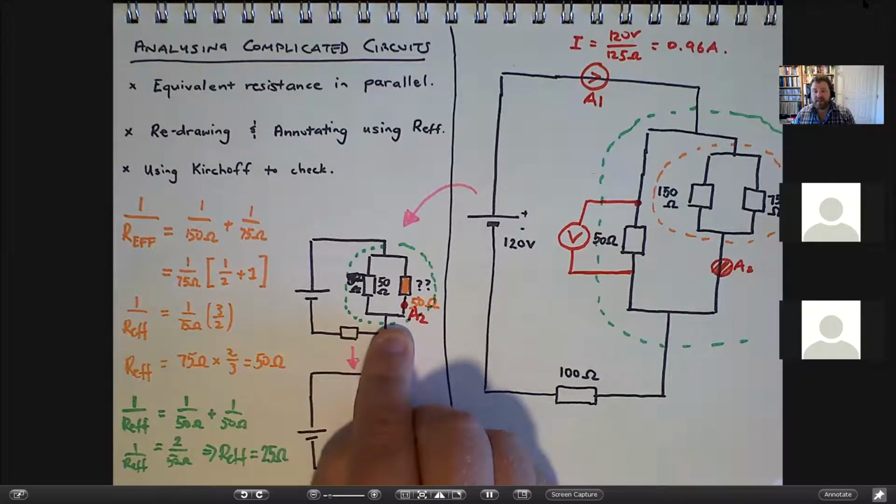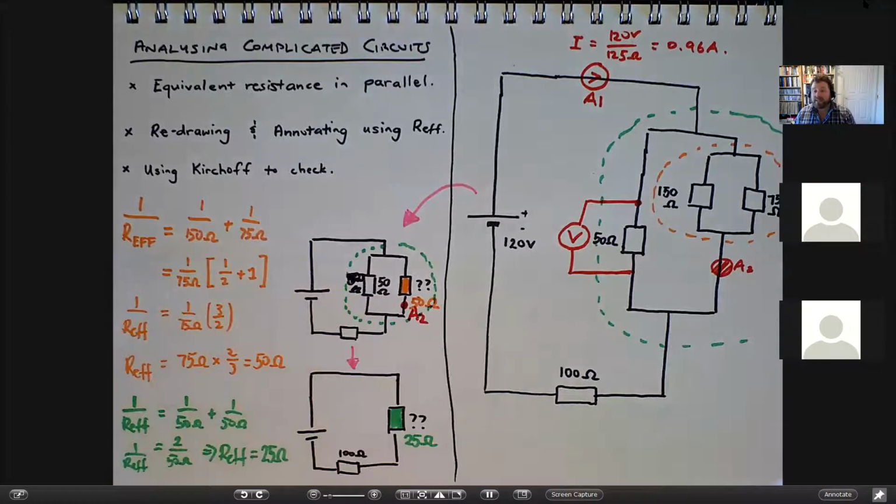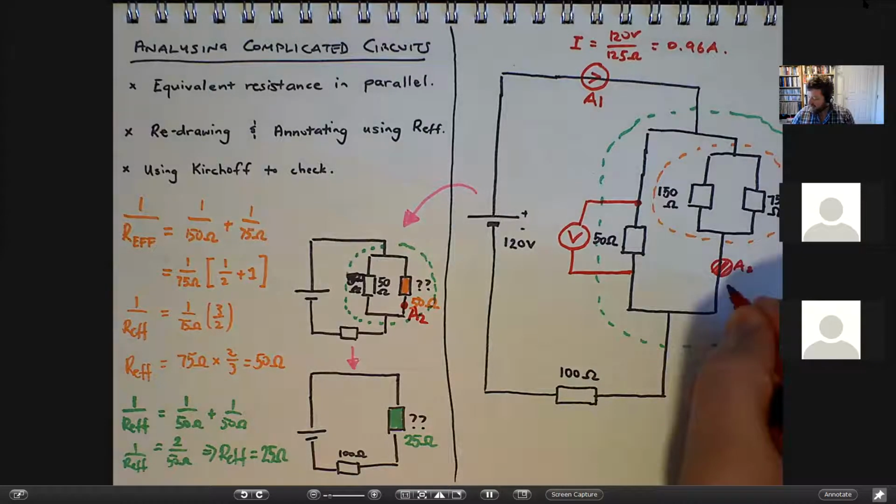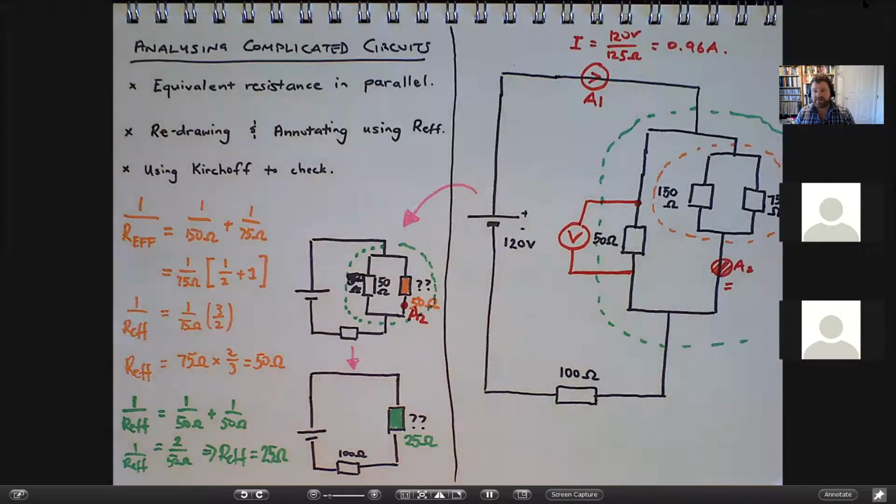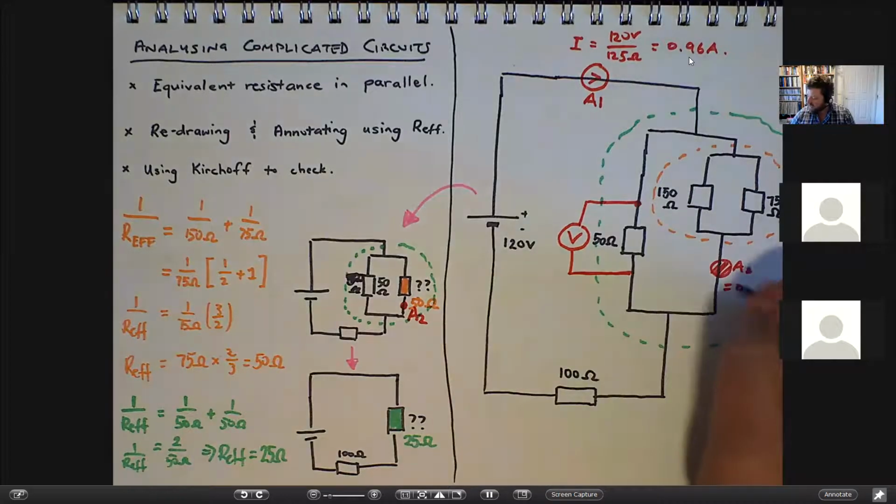And when we look at this diagram, we say, wait a minute, I've got 50 ohms here, I've got 50 ohms here. If the two branches have equal resistance, then how much current should we expect to go down? What should we expect A2 to be? Half of A total. Fantastic, half of the total. So if A1 was 0.96, we're going to be expecting this to be 0.48.